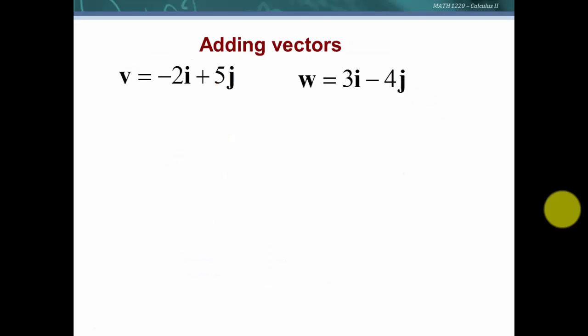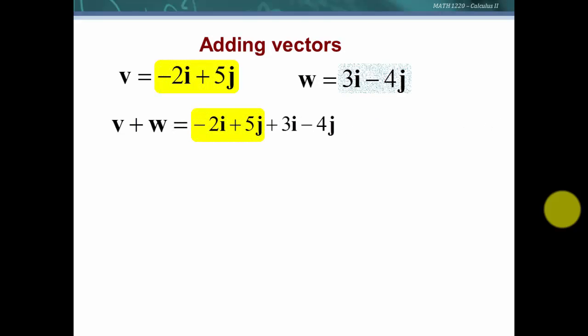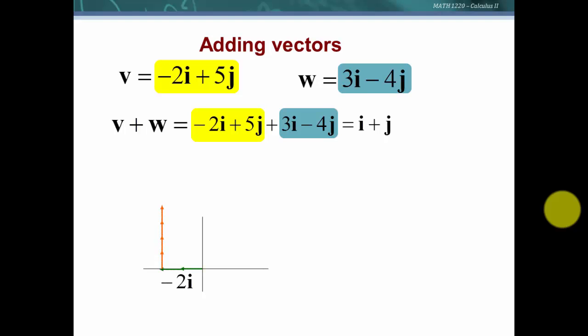And then where we started to where we stopped is 2u plus 3w plus v. So when we add vectors, we're not going to draw them every time, we are simply going to combine those. When we combine those, we have negative 2i plus 3i, and so that would give us i, and we have a 5j minus a 4j, that would give us the j. If we looked at this graphically then, here's our negative 2i plus 5j, and so there's our first vector. And then if we add on w, we do our 3i and minus 4j, and then our resultant vector is where we started to where we stopped, and that is our i plus j.